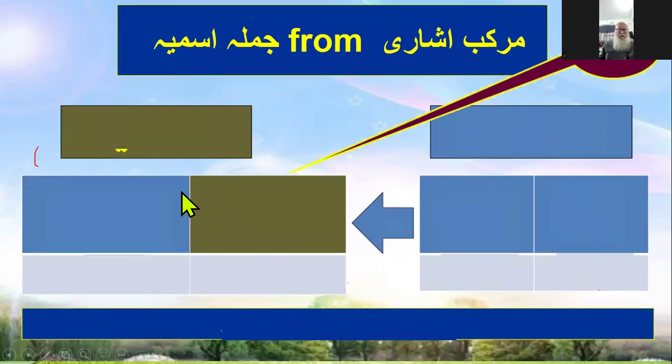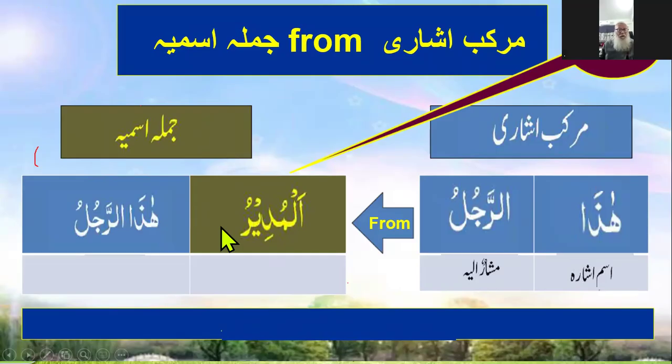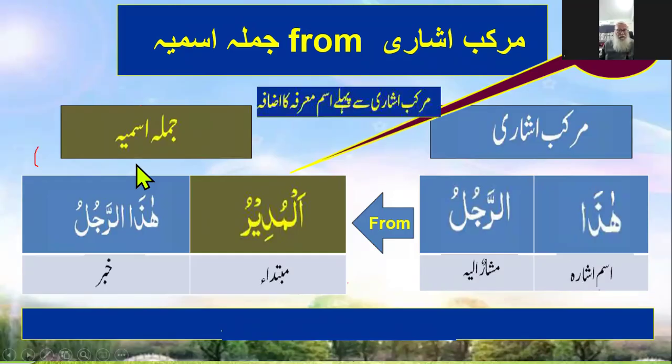Let's have another example. Haza ar-rajulu. We keep a proper noun in front of it. Al-mudiru haza ar-rajulu. So al-mudir is the mubtada. Haza ar-rajulu, which we have added at the end, becomes the khabar. So it becomes a jumla ismiya.